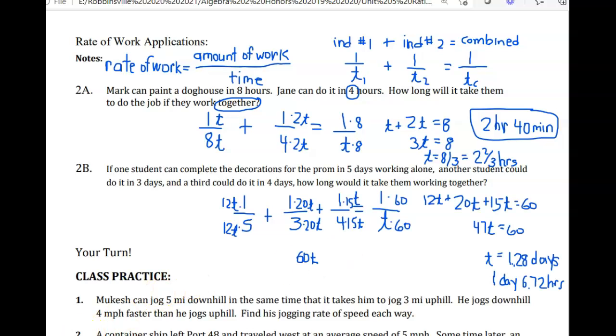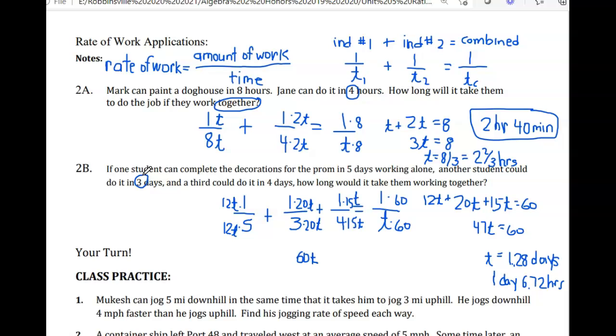Okay, so I use lowest common denominator method, and you get about 1.28 days. It's about a day and almost 7 hours. So you'll have an idea of how long it would take. And again, it's going to be less than the fastest student. So our fastest student here could do it in 3 days. We're going to be less than that because we're adding more manpower to that work.